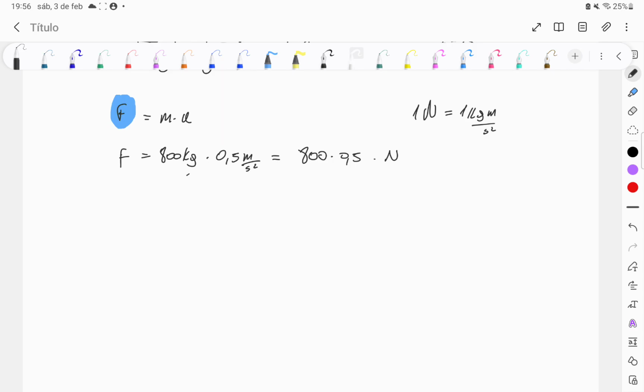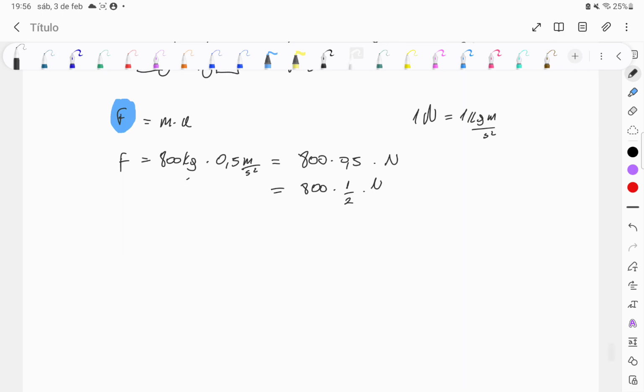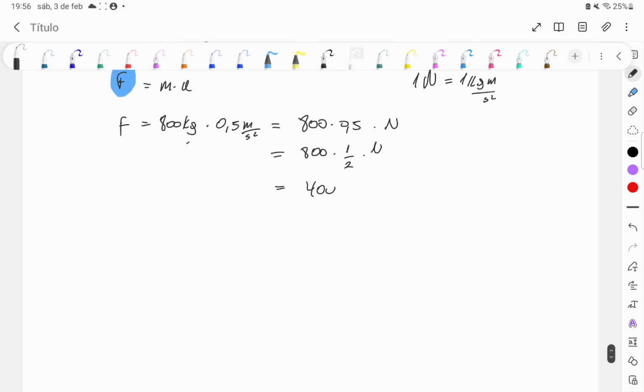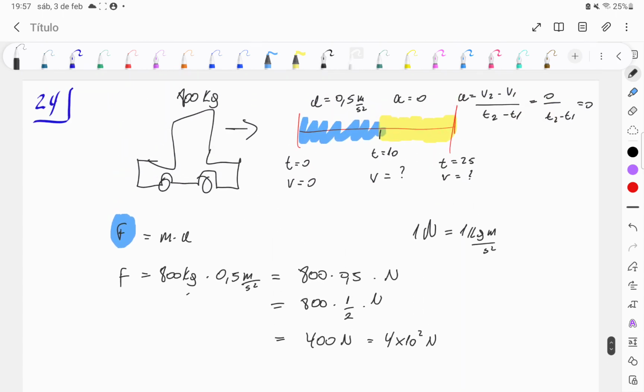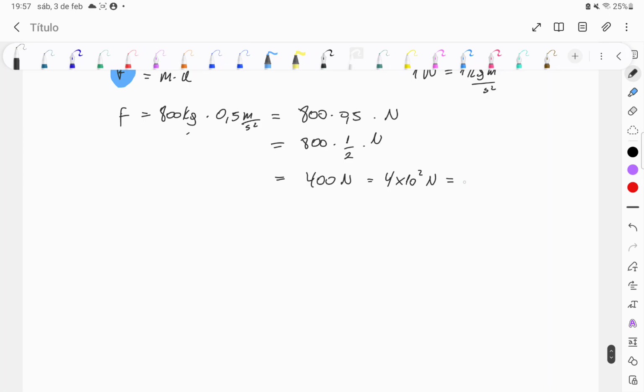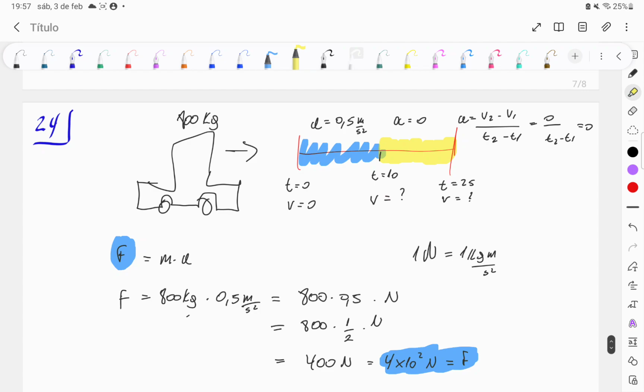Okay, and 0,5 is the same as 1 dividido 2, so 800 por 1 dividido 2 newtons. So 8 dividido 2 es 4, so this is equal to 400 newtons. That is the same as 4 por 10 al cuadrado newtons in notación científica. So the force in the first tratto is equal to 4 por 10 al cuadrado newtons.